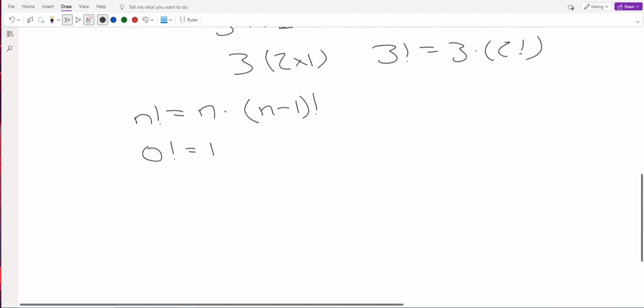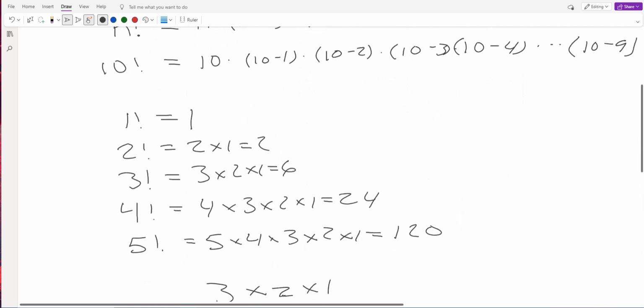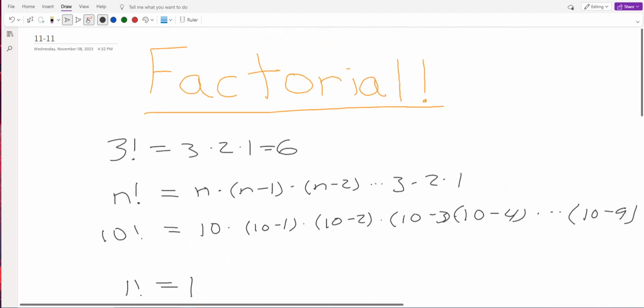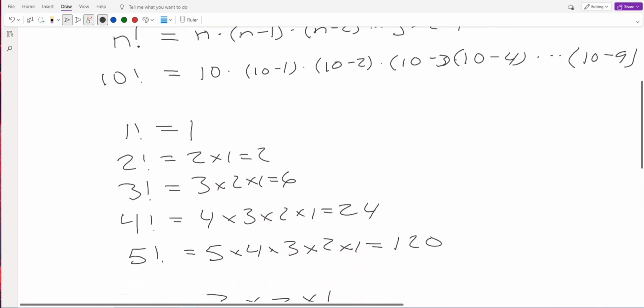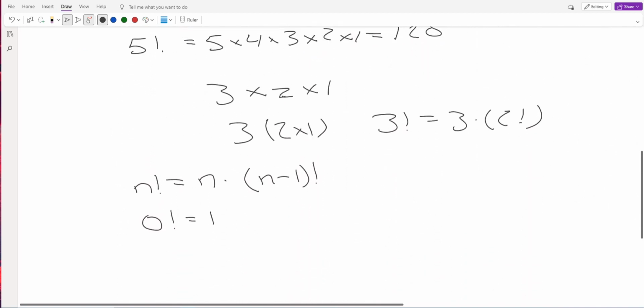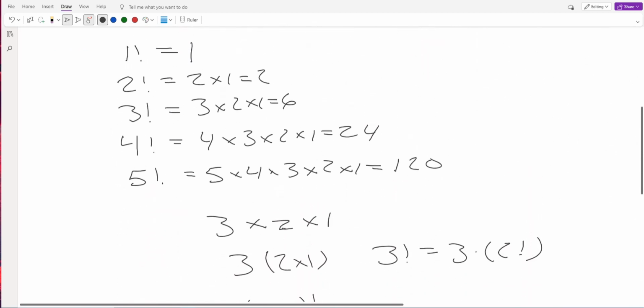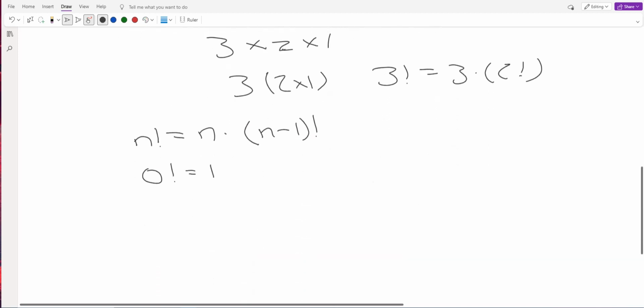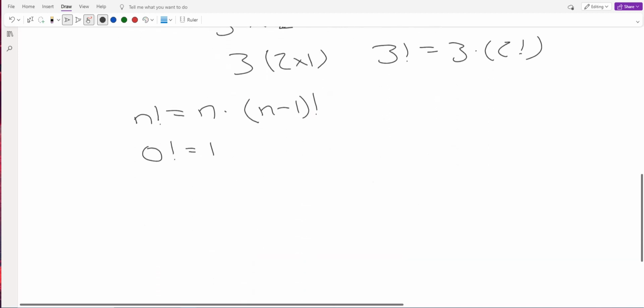Well, that is the factorial in a nutshell. It is kind of an easy concept once you understand what you're doing. You're just taking all of the numbers up to this number and multiplying them together, starting at 1. And I think that's pretty much it for this video.